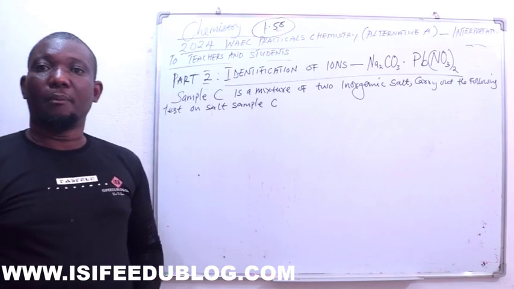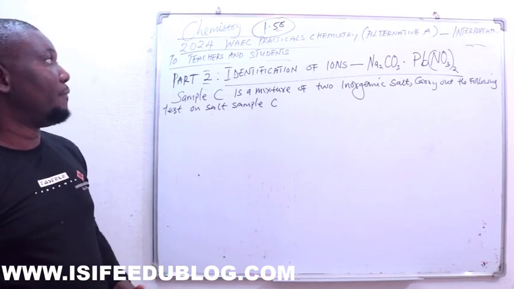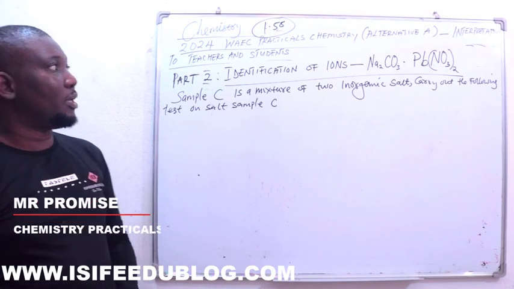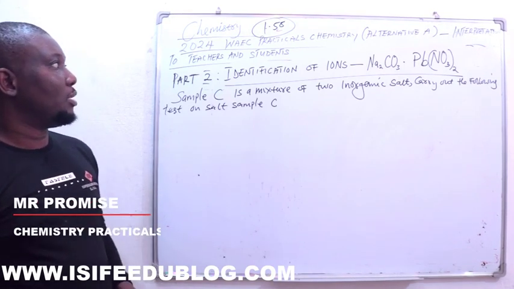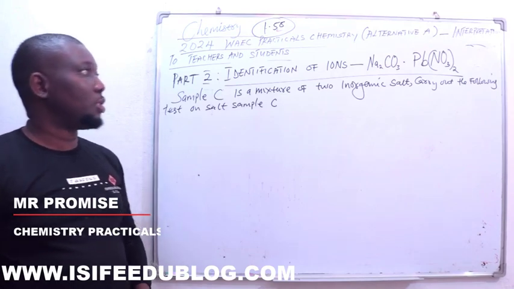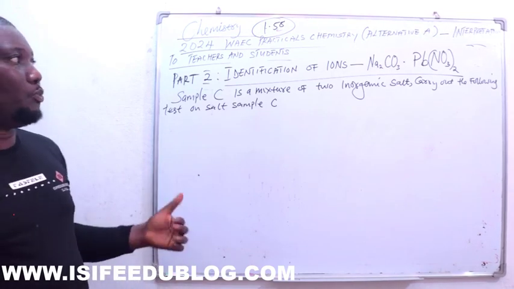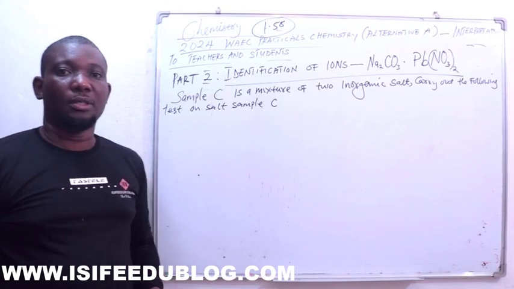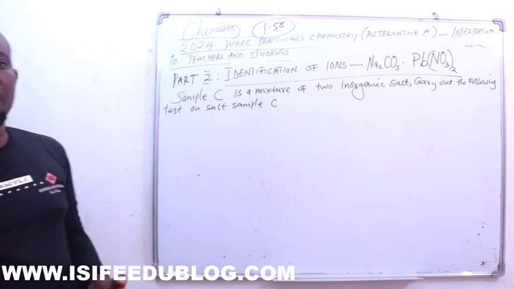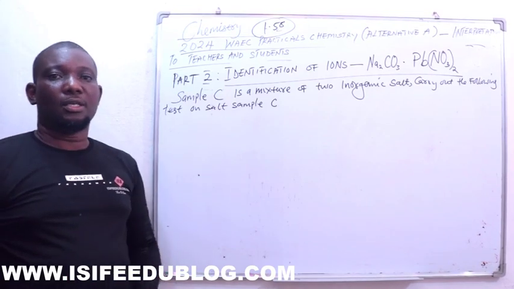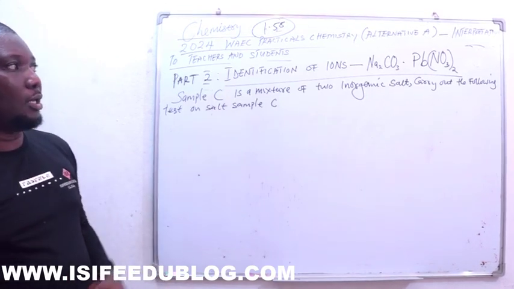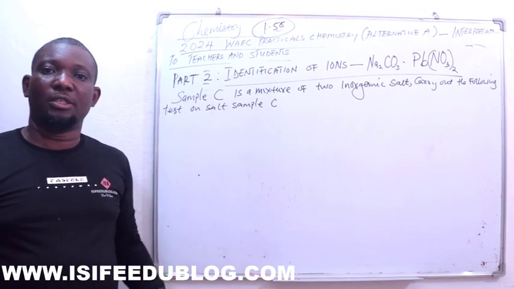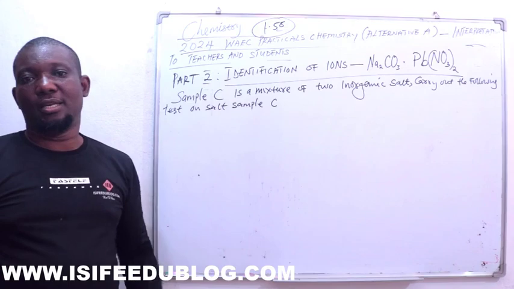My name is Mr. P, and in this video it is part 2 of the 2024 WAEC practical Alternative A interpretation for students and teachers. In this part 2 video, it is going to be the identification of ions. This instruction is also a guide to students as well as teachers. This is a major area where students show their weakness.